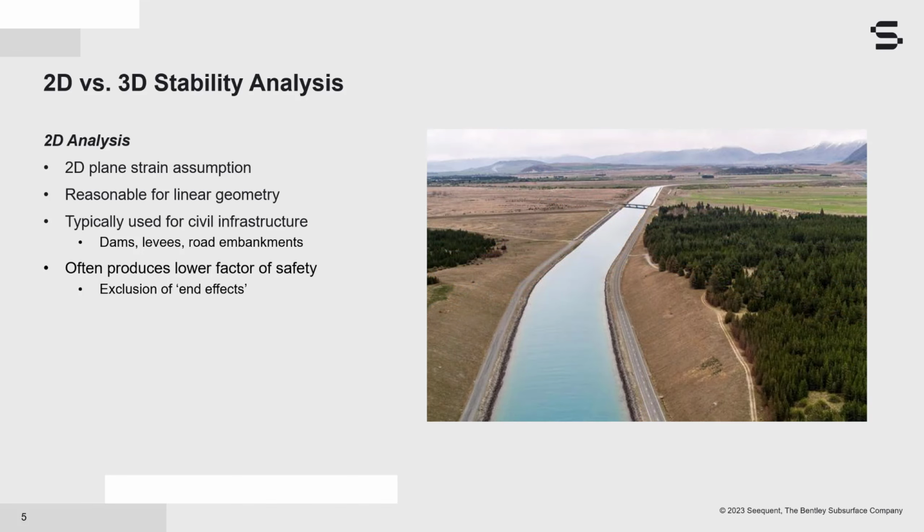2D stability analyses often produce lower factor of safety values as there is no frictional resistance provided by the ends of the sliding mass. This typically leads to more conservative design when using 2D stability analysis, which in practice may be considered the desired approach.